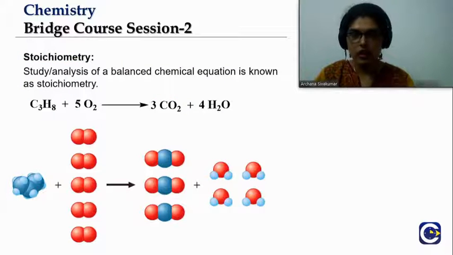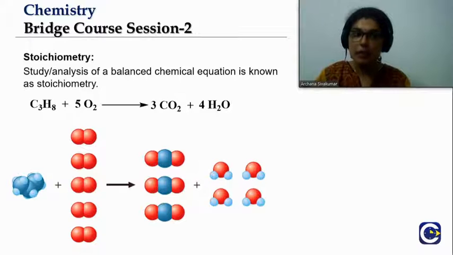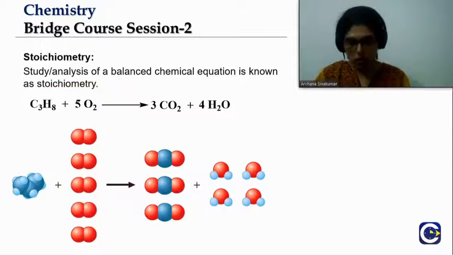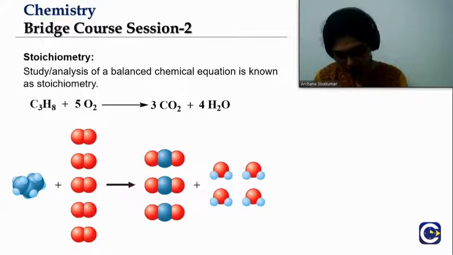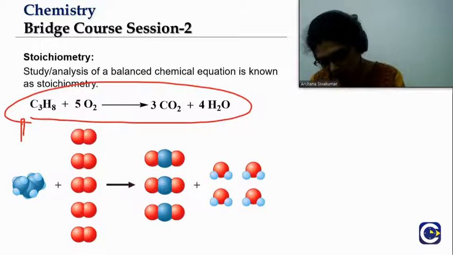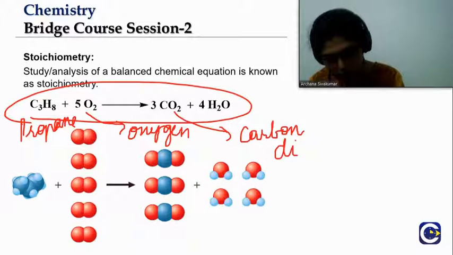Next, in this session, we are going to read about stoichiometry. Stoichiometry is the study or analysis of a balanced chemical equation. So, suppose I have an equation here which is written here. So, this equation is propane is reacting with oxygen to give carbon dioxide and water.